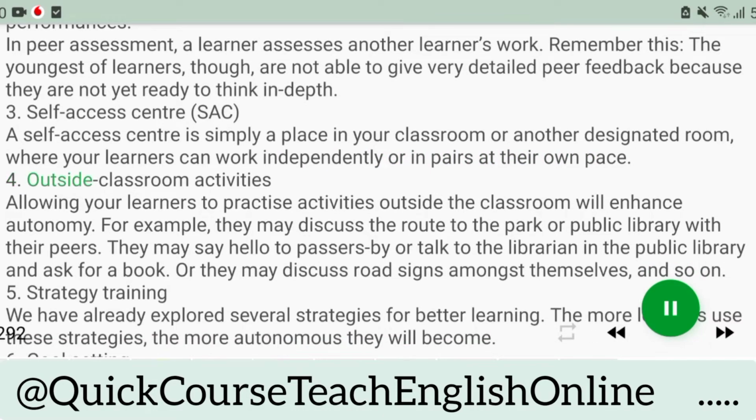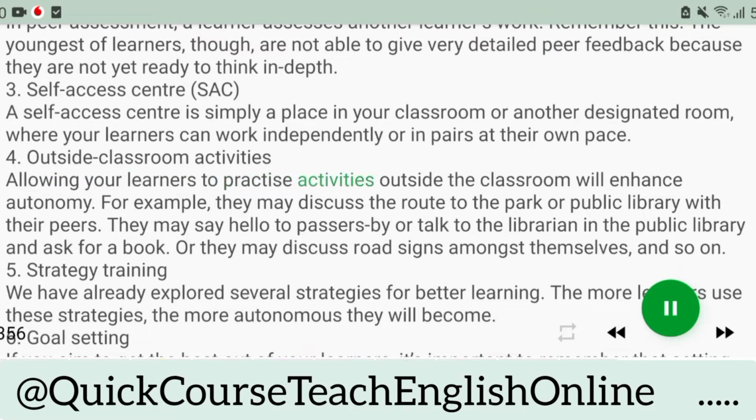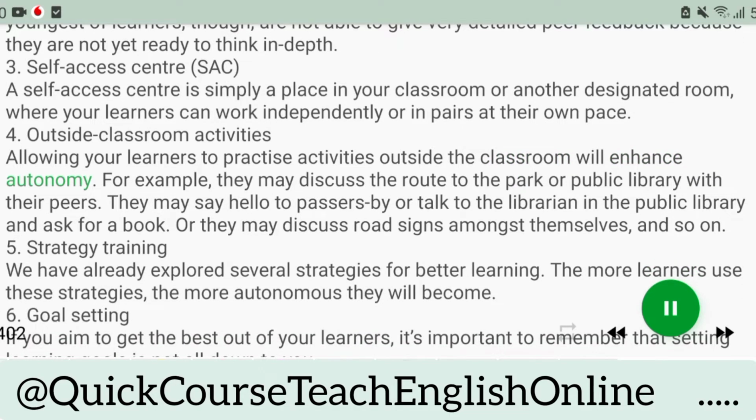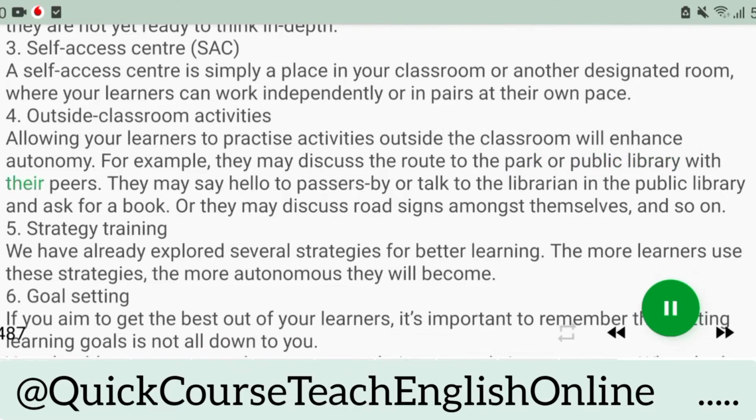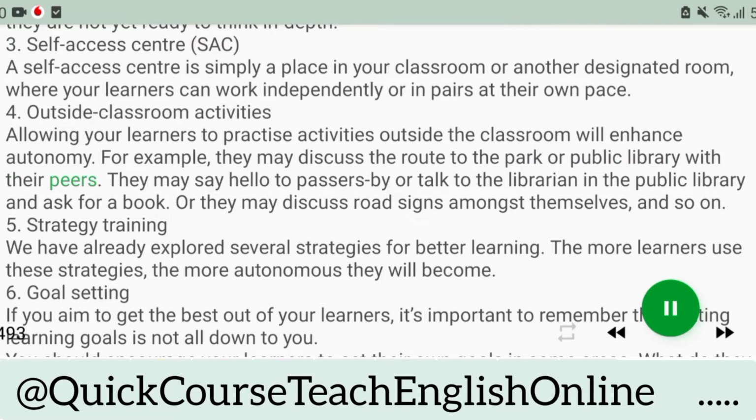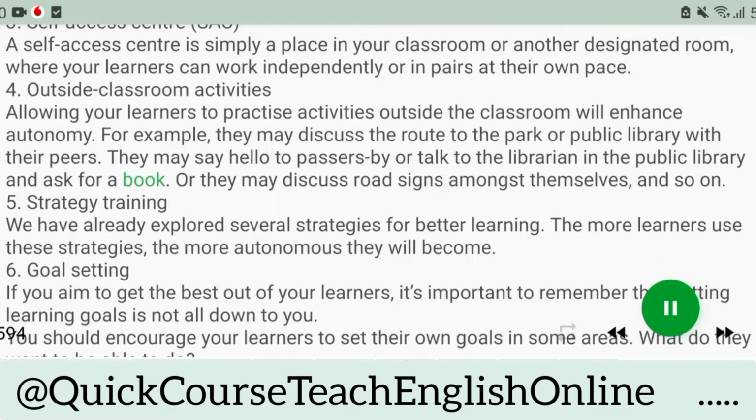4. Outside classroom activities. Allowing your learners to practice activities outside the classroom will enhance autonomy. For example, they may discuss the route to the park or public library with their peers. They may say hello to passers-by or talk to the librarian in the public library and ask for a book. Or they may discuss road signs amongst themselves, and so on.